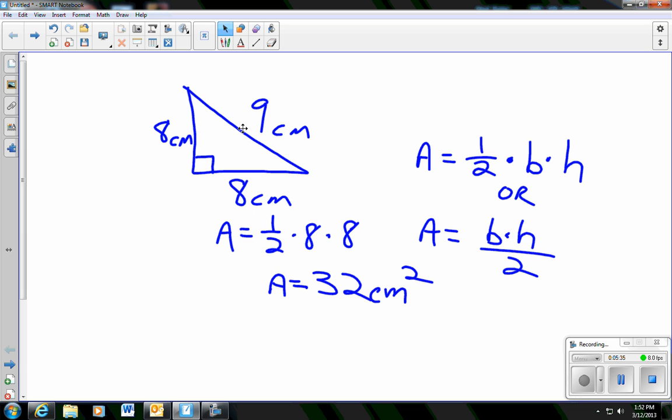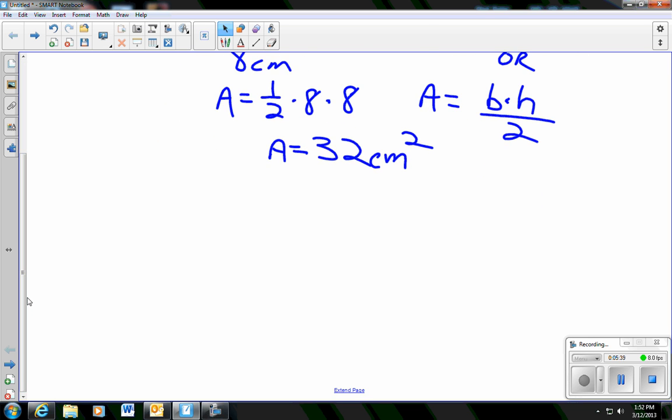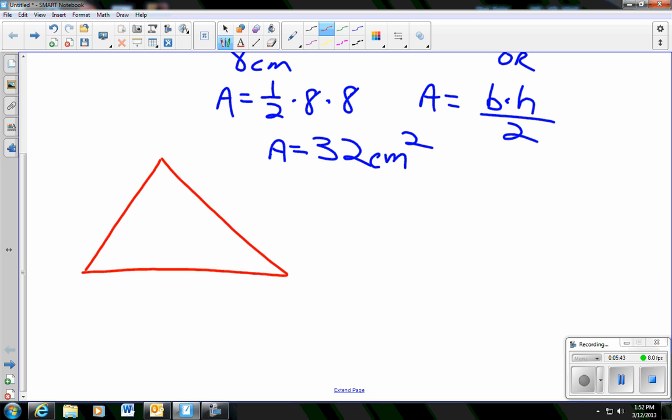Now, if you have a triangle that has two sides that don't form a right angle, so say something like this, so you have no right angles there, and let's say this side's 5 feet, this side is 4.5 feet, and this side is 7 feet.